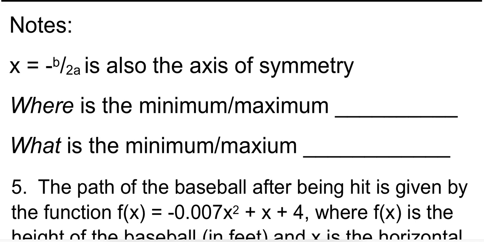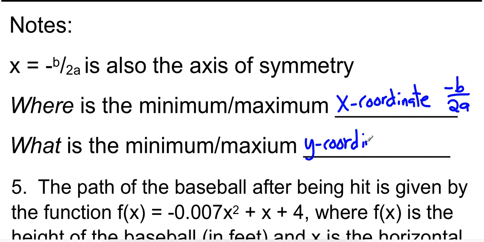So if you are asked where the minimum or maximum value is, that is the x-coordinate. That's the negative b over 2a. If you're asked what the minimum or maximum value is, that's the y-coordinate. So you have to take your negative b over 2a and plug that into the function. So just be careful when it's asking where the minimum or maximum is versus what it is. Those are two different questions.